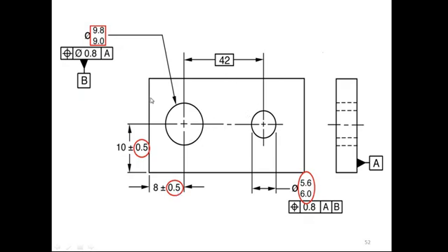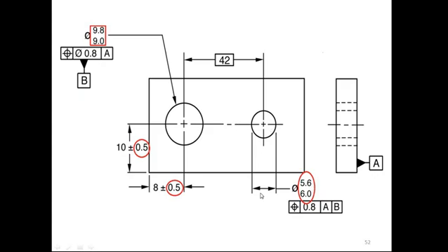The distance between the two holes is 42, as I already told, and then the position of this hole is given here. The diameter of this hole is allowed between 9.8 and 9. Within this it is allowed. Then the center of this hole with respect to A, the bottom, must be within 0.8. This we have defined as datum B. Then the position is also defined for this other hole, whose diameter is given as 5.6 to 6 mm.